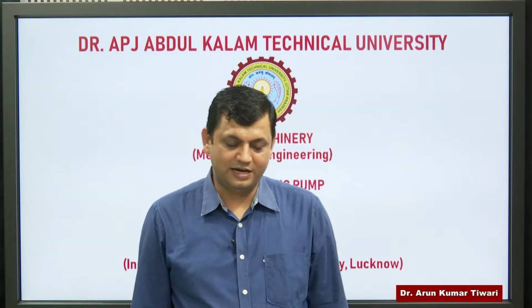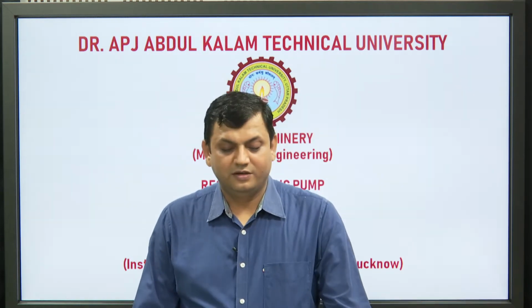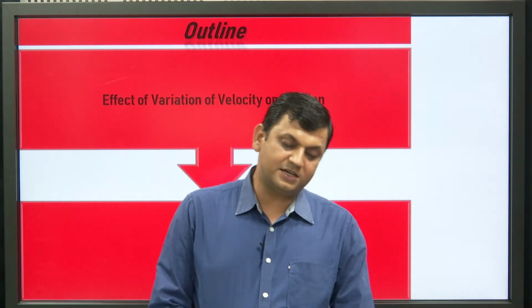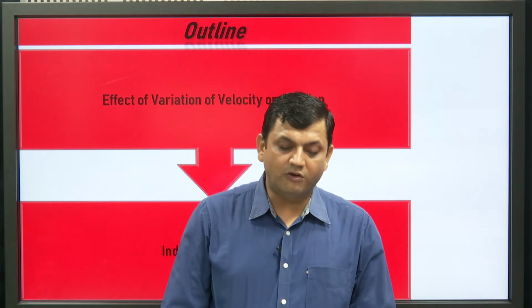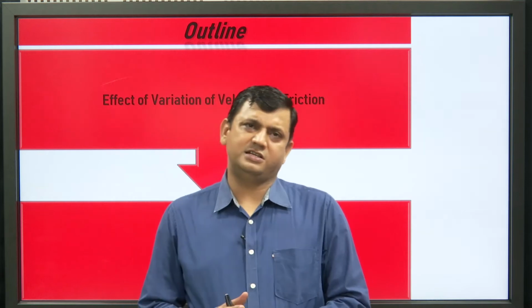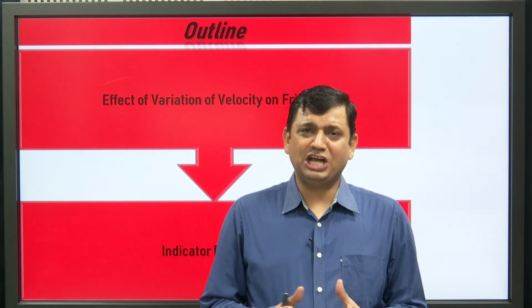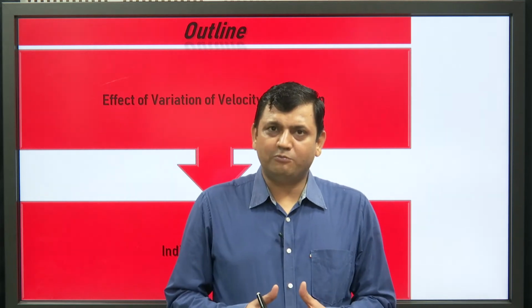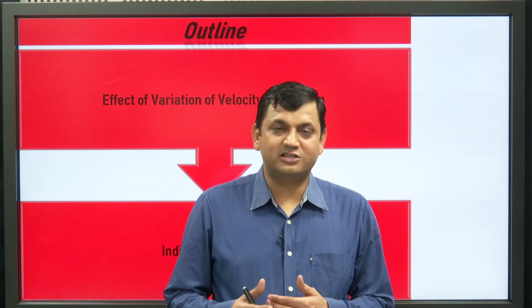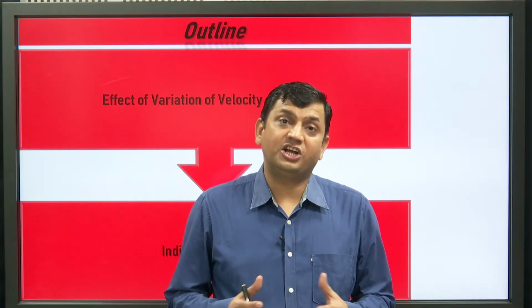Welcome to the second session of this series of lectures on fluid machinery, the second session on the reciprocating pump. In this session we will discuss the effect of variation in velocity as well as variation in friction, and in detail the indicator diagram: what are the effects of velocity, acceleration, and friction.